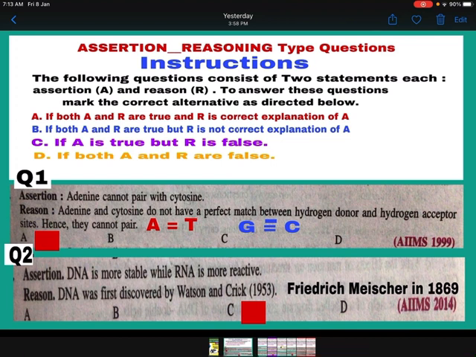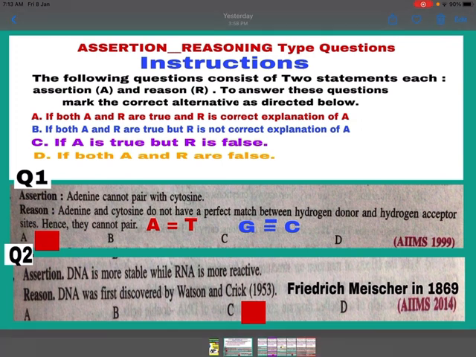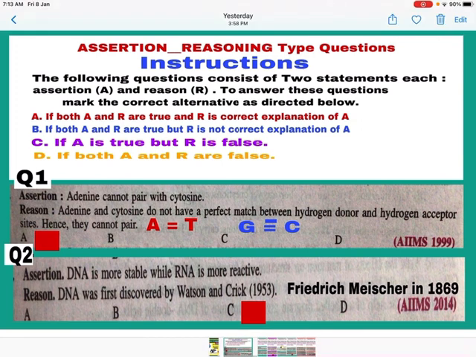क्या होता है इसमें? Adenine thymine के साथ पेयर करता है by 2 hydrogen bonds and guanine cytosine के साथ पेयर करता है by 3 hydrogen bonds. So A cannot bind with C because they do not make the perfect match between the hydrogen donor and hydrogen acceptor site. So here A is correct, R is correct, and R is the correct explanation for A. So mark A. Come to question number 2.